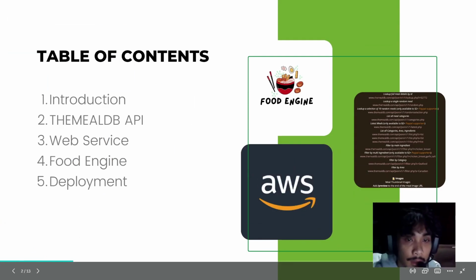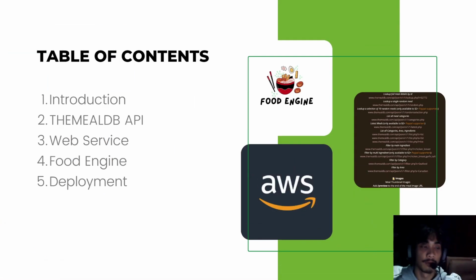So let's go over the table of contents. We will be talking about the introduction of what our project is about, the MealDB, which is an open source API that we use to implement into our website, the web service that we use to host the website from AWS, showcase our website called Food Engine, and finally the deployment of the AWS service.